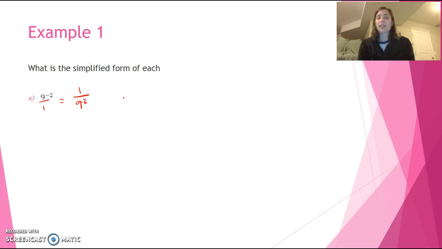And right now it just says simplified. This would be simplified. If it says evaluate, then the evaluated form would be 1 over 81. That's when we evaluate. So you have to be careful of what it's asking for. Simplified would be to leave it in exponential form. Evaluate means go ahead and figure out the answer, evaluate all the way through.